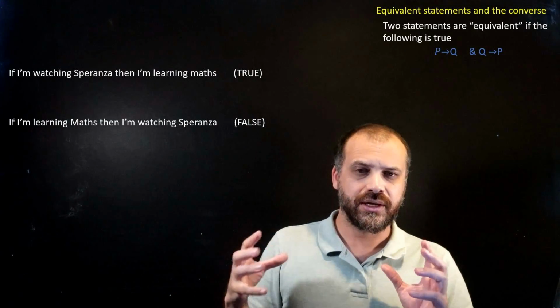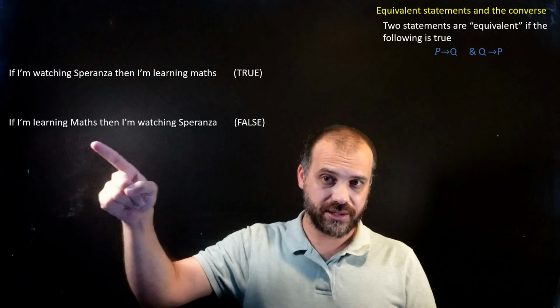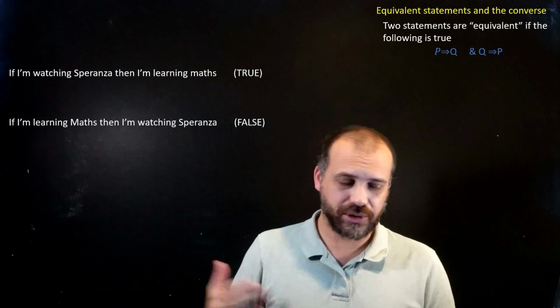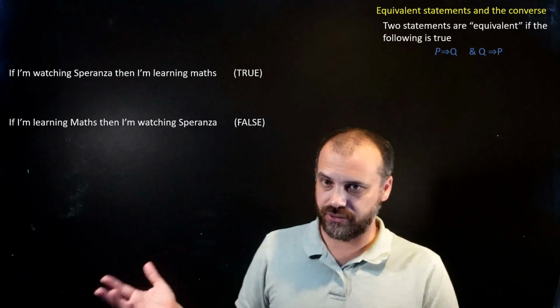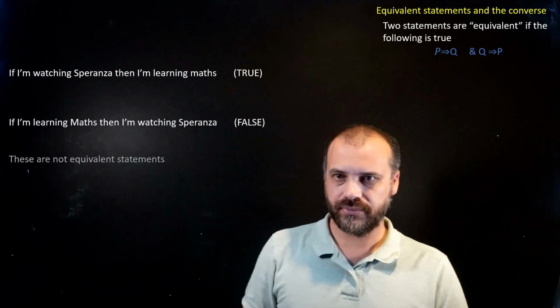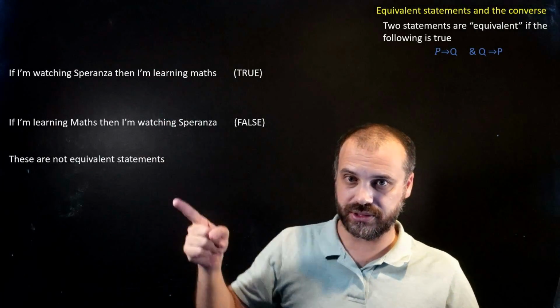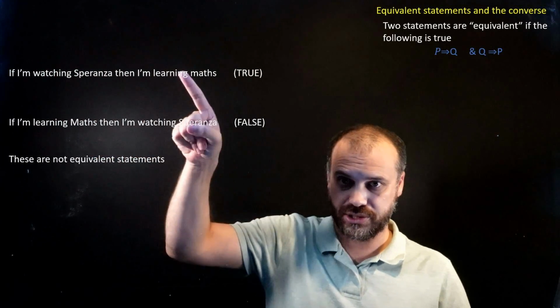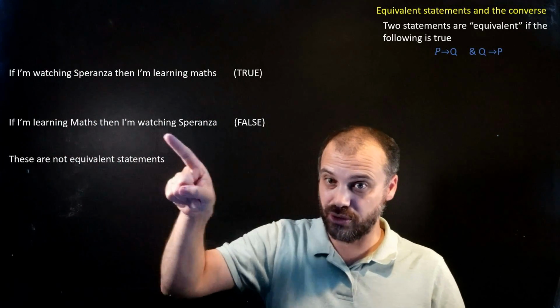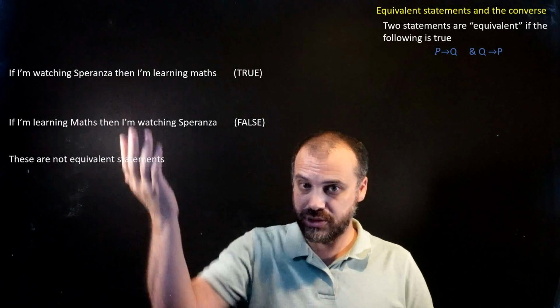False, right? The reason I say this is false is because you might be learning maths, but you might not be learning maths from me. You might be learning maths from your own teacher, from a textbook, from something else, right? So in this case, these are not equivalent statements. They are not equivalent statements. P implies Q, but Q does not imply P. All right, so we're supposed to be talking about equivalent statements. This is not an equivalent statement.